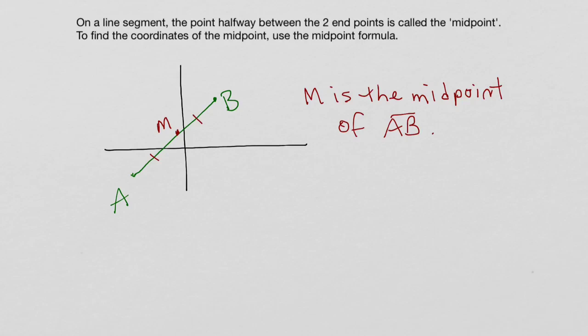Okay, on a line segment, the point halfway between the two endpoints is called the midpoint. Kind of makes sense, right? To find the coordinates of that midpoint, you use something called the midpoint formula, which we're going to talk about in a second. So in this picture, AB is the segment, A and B are each the endpoints. These guys are the endpoints. And M is the midpoint of AB. And the way that I've shown that is by drawing these little, what I call tick marks or hash marks. Those show that those two segments from A to M and from M to B are congruent or of the same measure.